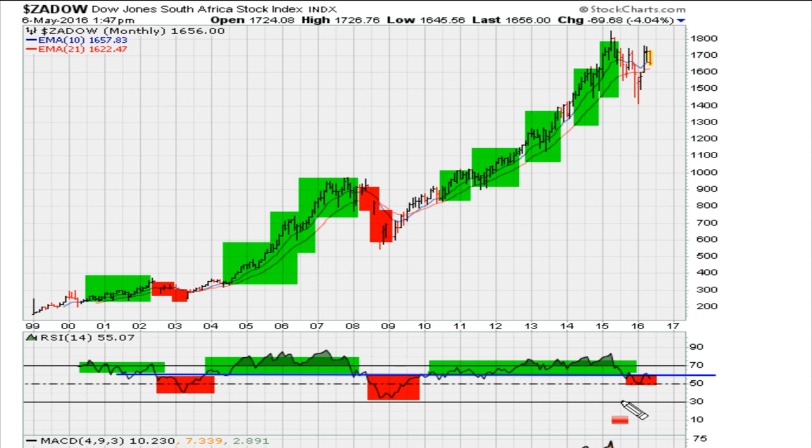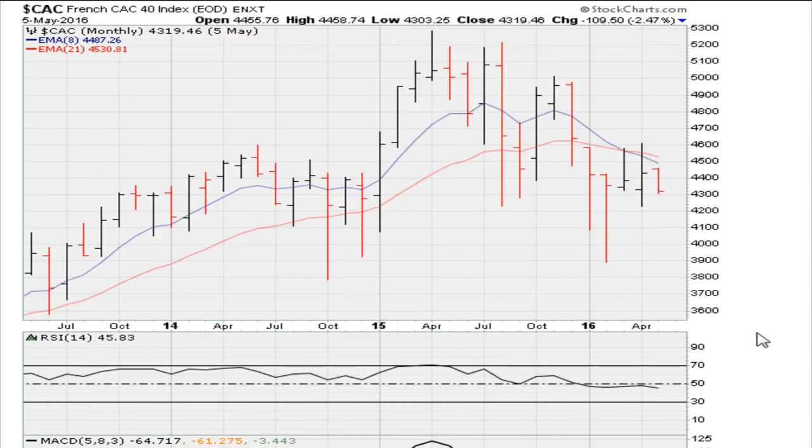So that suggests to me that the monthly chart here is showing that as long as we are below the blue line, chances are that the monthly chart is suggesting to expect lower prices in the coming months. If you take a look at the French market now, you'll see that this is potentially one of the worst looking, if not the most bearish, monthly charts out there.